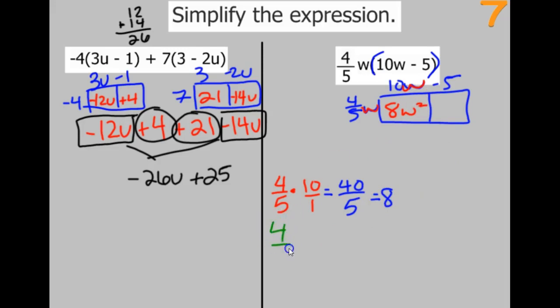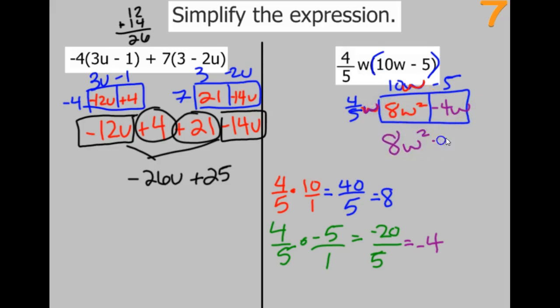Then I have 4/5 times negative 5. Well, that's still negative 5 over 1. 4 times negative 5 is negative 20. 5 times 1 is 5. 5 goes into 20 4 times, and it's a negative, so negative 4. But there's also a w there. So our answer is 8w squared minus 4w. Can't combine them because one has a w and one doesn't.